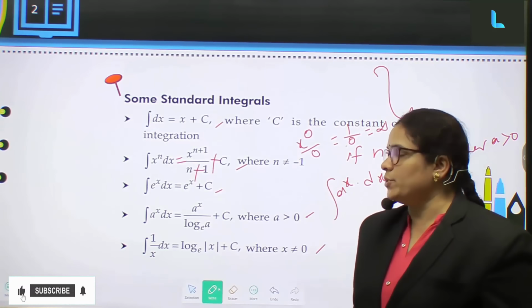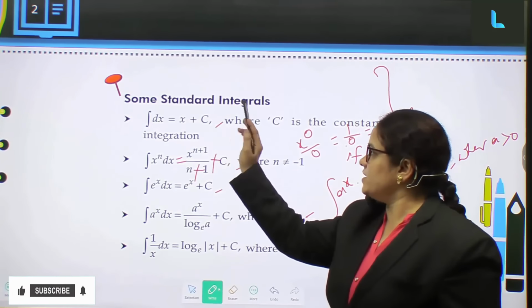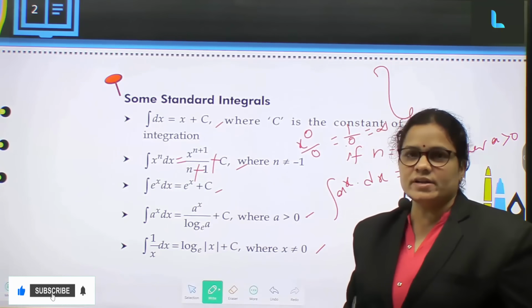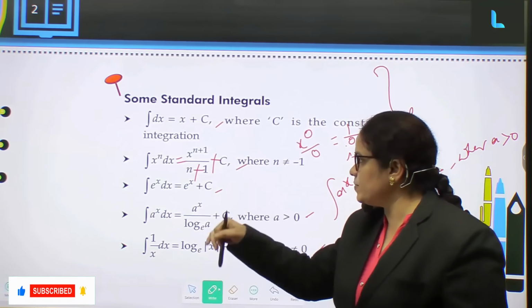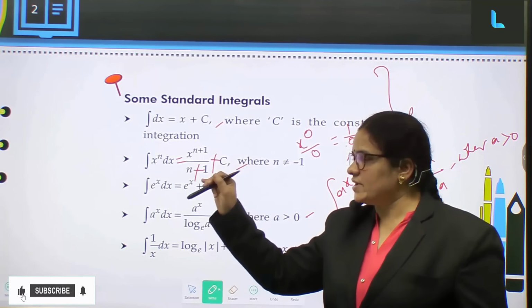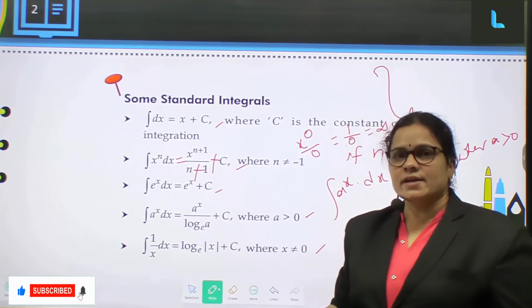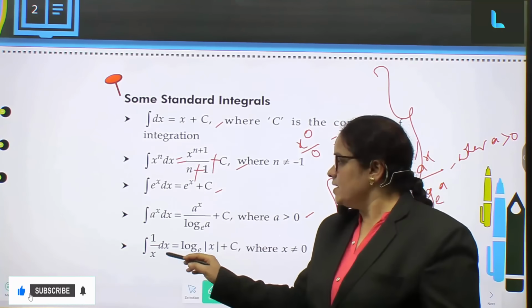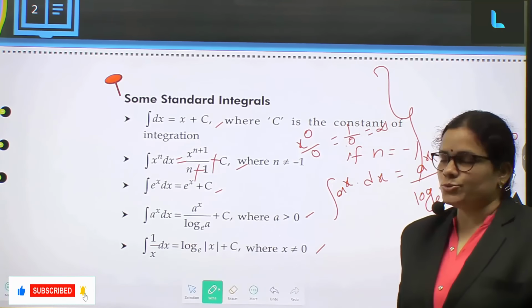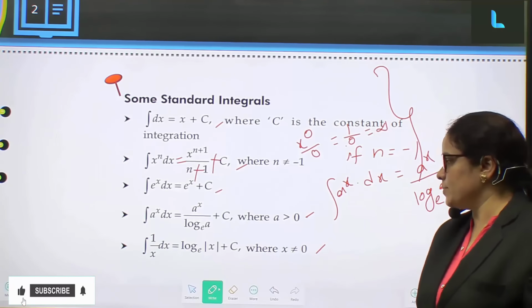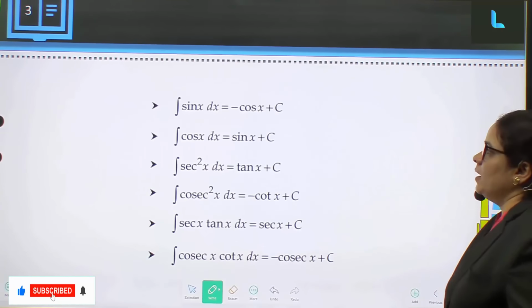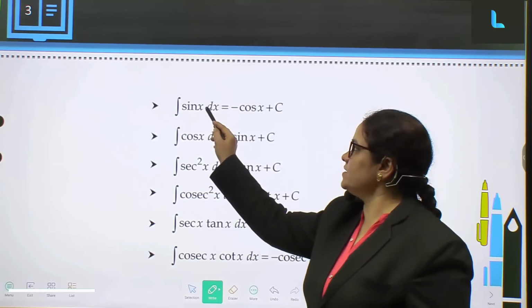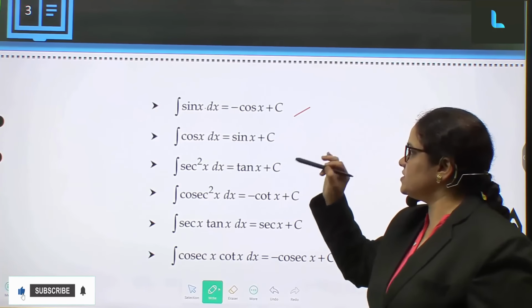These are very simple. Integral dx value is x, integral x^n dx value is x^(n+1) by (n+1), integral e^x dx value is e^x. Integral a^x dx equals a^x by log a base e. Integral 1 by x dx equals log mod x base e. Next, integral sin x dx value is minus cos x plus c.